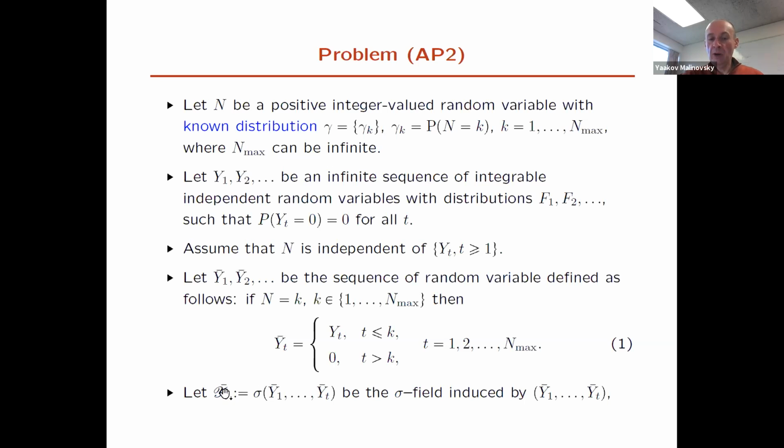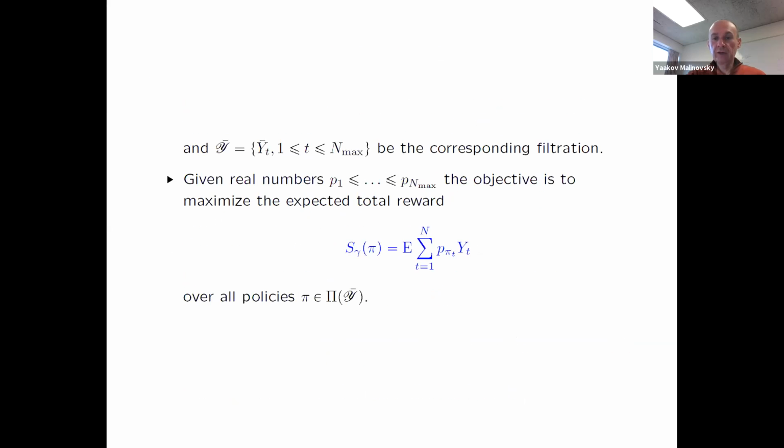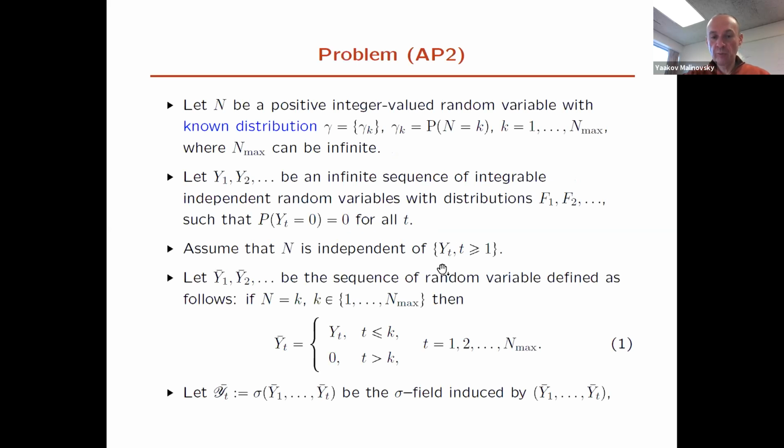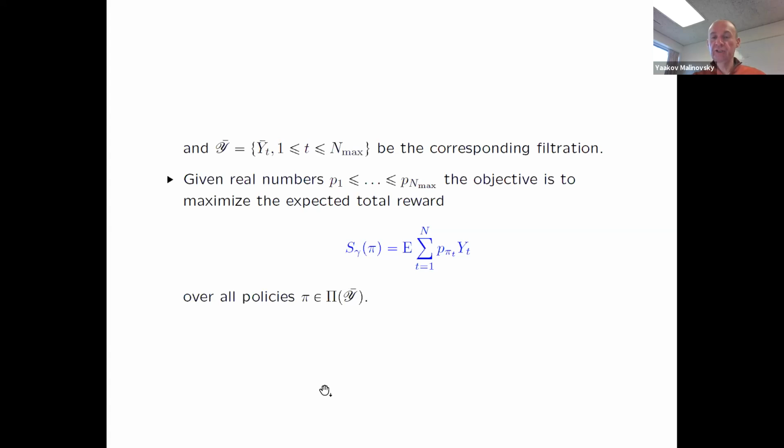And the y_t bar sigma field is generated by y1 bar to y_t bar, our available information at time t. The sequential assignment problem in this case is going to have exactly the same formulation, only the horizon here is not fixed, it's random. And we would like to find the optimal policy based on the available information, which is the sigma algebra at each time t generated by y1 bar to y_t bar. This is the formulation of the sequential assignment problem with a random number of alternatives.